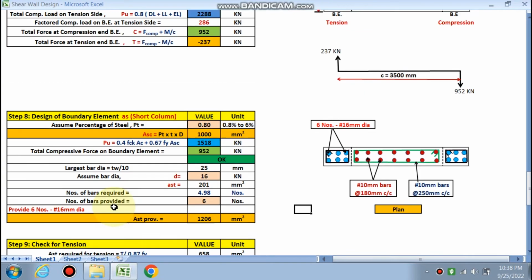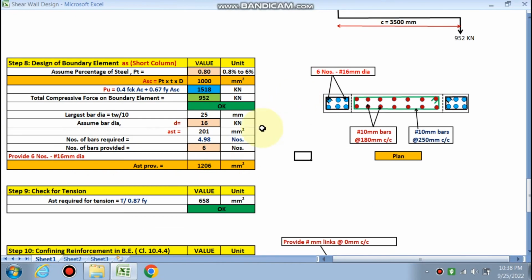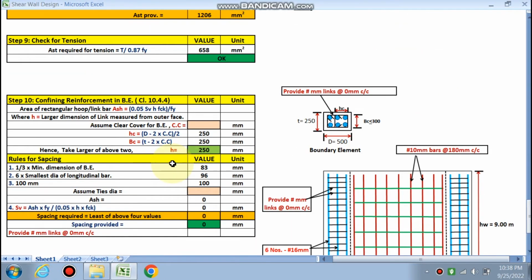Check for the tension side. This is the load, this is the tension load. So check for the tension side. So area is required is 658. We have already provided 1206 on both side, tension and compression side. It is more than 658, so hence okay. So check is okay.